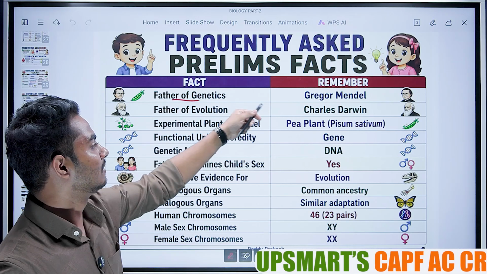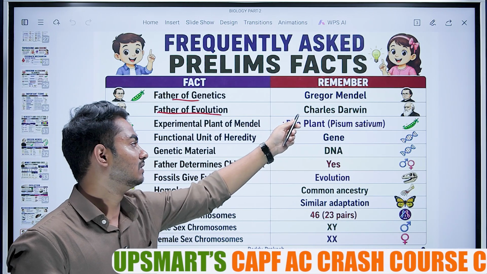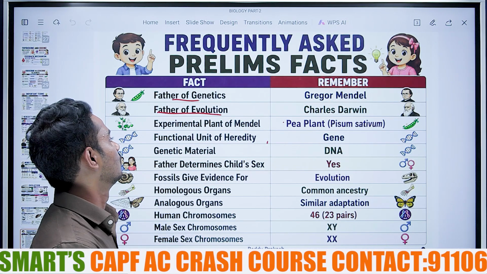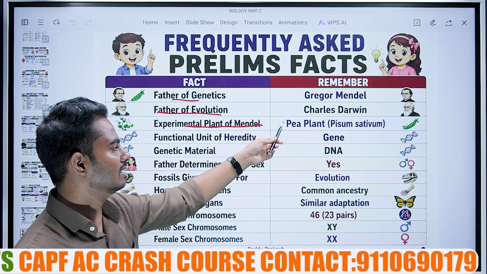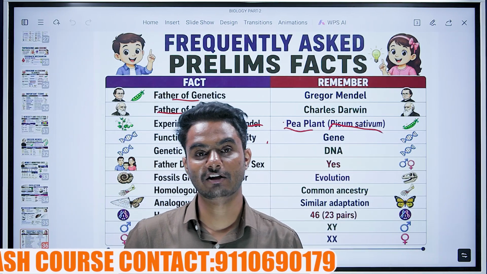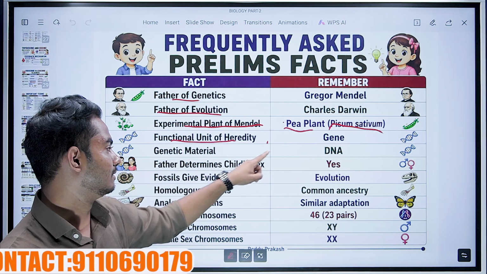Father of genetics is Mendel. Father of evolution, don't confuse, it is Charles Darwin. Charles Darwin gave the concept of natural selection. Now the experimental plant of Mendel is the pea plant. Scientific name is Pisum sativum. Functional unit of heredity is the gene.